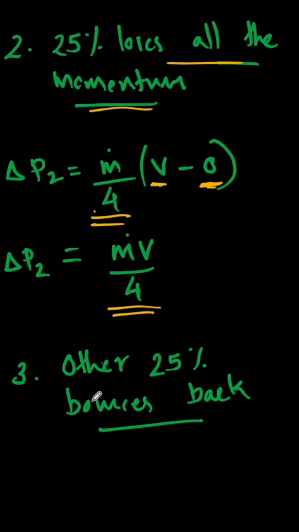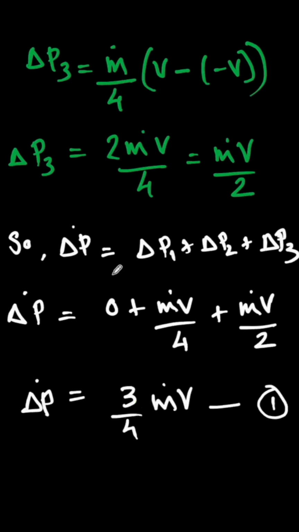Now it is given there is the rest 25% which bounces back. And that is m dot by 4 into v minus, v is the initial velocity, minus the final velocity. Final velocity is in the opposite direction since it is bouncing back, so minus v. So this minus minus becomes plus, so it becomes 2 m dot v by 4. So that becomes m dot v by 2.